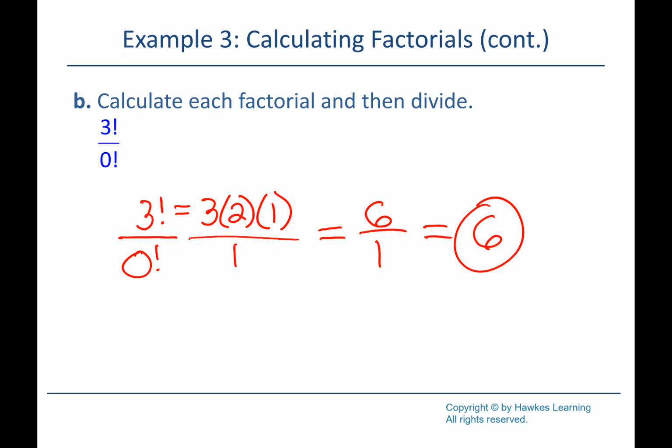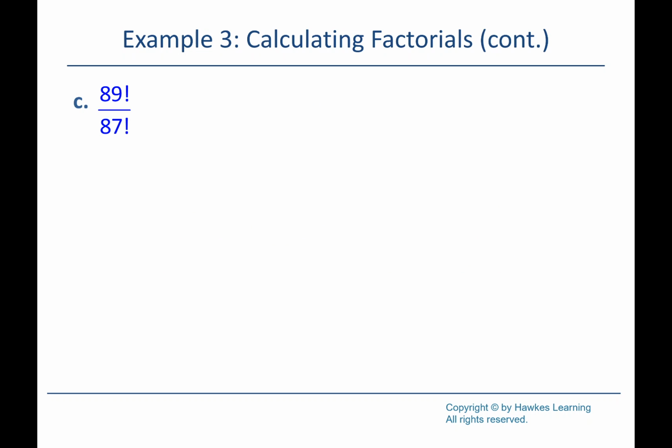C gets a little more interesting. Okay? C, we've got 89 factorial over 87 factorial. Those are huge numbers. If you try to put 89 factorial into your calculator, it's going to pitch a fit. It cannot handle a number the size of 89 factorial. That's how big that number is.